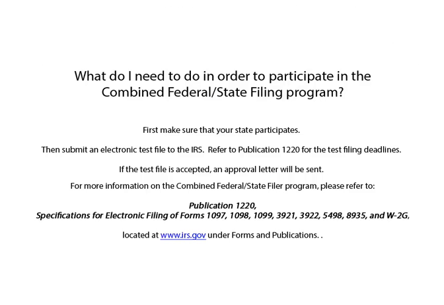What do I need to do in order to participate in the Combined Federal State Filing Program? First, make sure that your state participates in the program. Then submit an electronic test file to the IRS. Please refer to Publication 1220 for the test filing deadlines. If the test file is accepted, an approval letter will be sent. For more information on the Combined Federal State Filer Program, please refer to Publication 1220, which can be found on the IRS website under Forms and Publications.